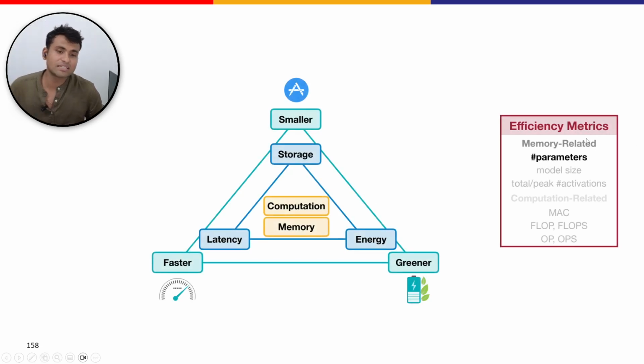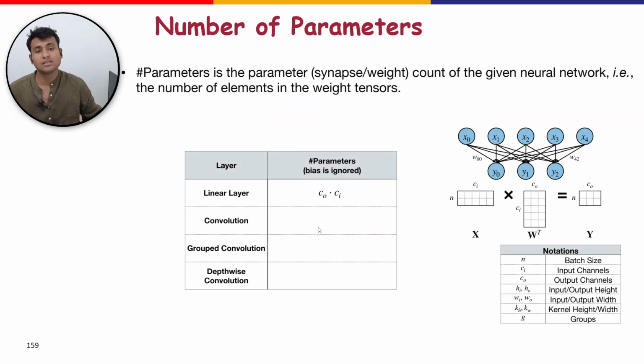So besides that, the most important thing, as I discussed, we want to actually study the number of parameters, the model size. So memory related ultimately boils down to computation memory related metrics. So firstly we'll discuss the memory related metrics, and the first thing which we'll be doing in that is the number of parameters which are there in the model. So number of parameters is the parameter count of the given neural network. That is the number of elements in the weight tensor. So weight is what we're actually training.